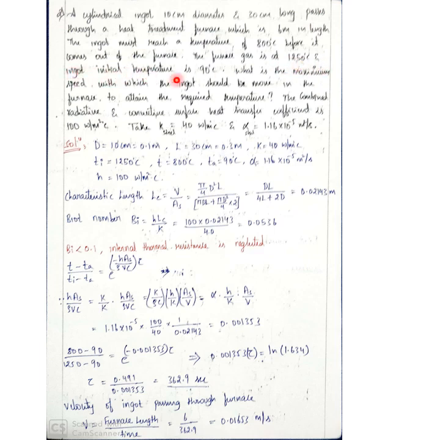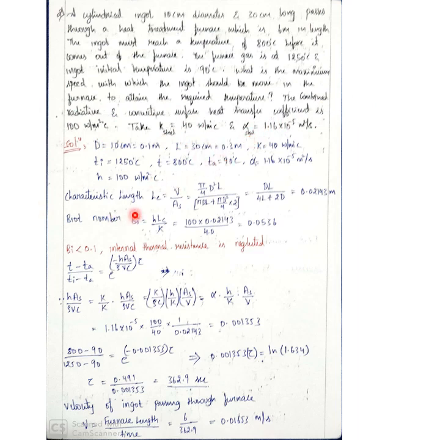And the ingot initial temperature is 90 degrees. So the initial temperature of the ingot, which is just kept before the furnace, is 90 degrees Celsius, that is Ti. What is the maximum speed? He is asking the speed at which the ingot should move into the furnace to attain the required temperature, that is, velocity is asked. The combined radiative and convective heat transfer coefficient is 100 watt per meter square degree Celsius. He has given the thermal conductivity and thermal diffusivity. So we shall start the problem.